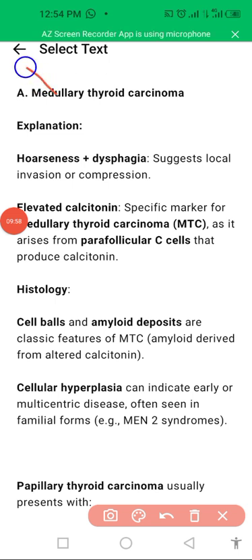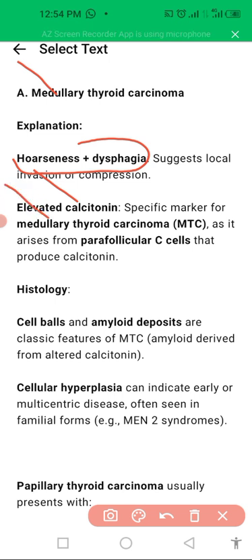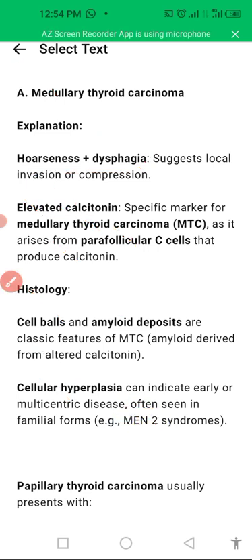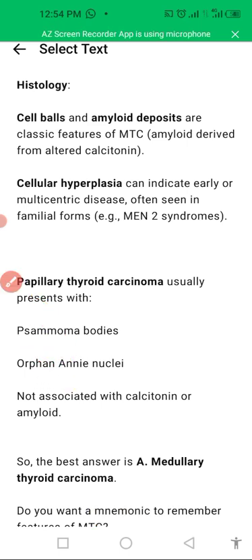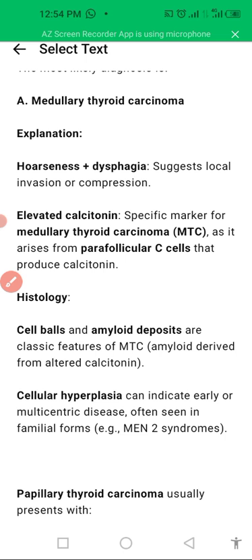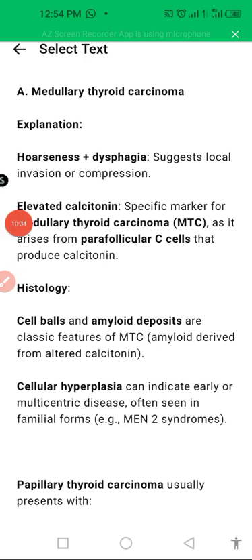Okay, so a medullary thyroid carcinoma patient will have hoarseness plus dysphagia, suggesting invasion or compression. Elevated calcitonin level results from medullary thyroid carcinoma, from parafollicular C cell calcitonin production. The balls of cells are amyloid deposits. Cellular hyperplasia indicates early multicentric disease like multiple endocrine neoplasia type 2. Papillary carcinoma usually presents with psammoma bodies and Orphan Annie nuclei, not associated with calcitonin or amyloid. So the answer is medullary thyroid carcinoma.